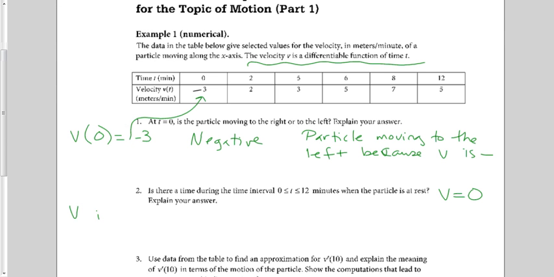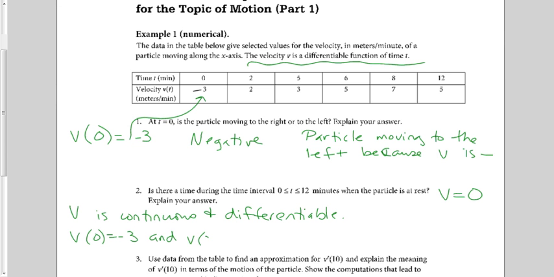So v is continuous and differentiable. Okay. Which means we get to use our intermediate value theorem. So I know that v of 0 is negative 3, and I know that v of 2 is equal to a positive 2. By our intermediate value theorem, because v is continuous, somewhere between time 0 and time 2, my velocity's got to hit 0, or this isn't continuous.